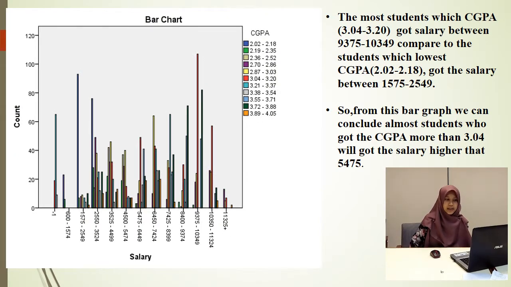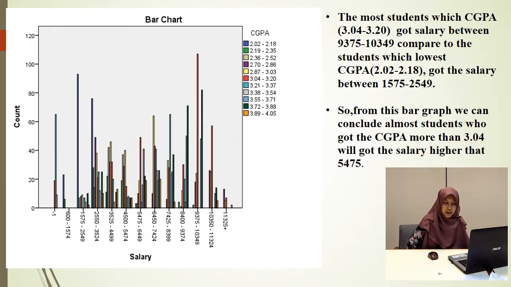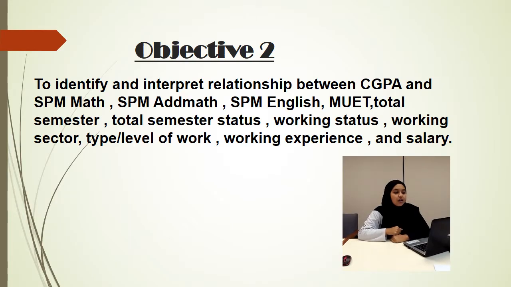The most students with CGPA 3.04 to 3.20 got salary between 9,375 to 10,349, compared to the students with lower CGPA 2.02 to 2.18 who got salary between 1,575 to 2,549. So from this bar graph, we can conclude almost all students who got CGPA more than 3.04 will get a salary higher than 5,475. We proceed to the next objective, objective 2.